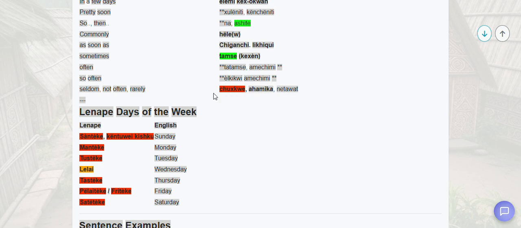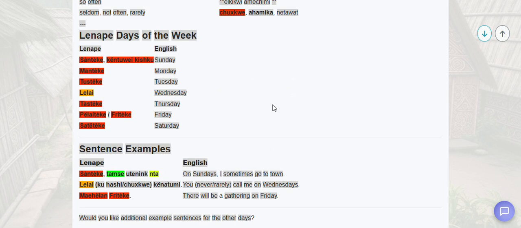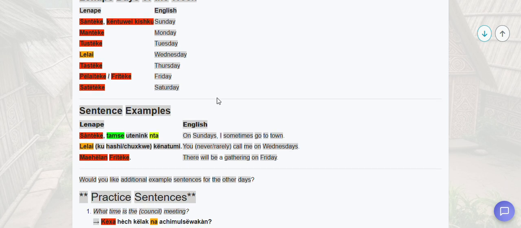And then we have 3 different words for seldom and rarely. Chukwe. So chukwe is the word that's being used today in the Talking Lenape dictionary for seldom or rarely. So just keep that in mind. Chukwe. I've never seen a hamika or natawat, but these are used a lot in Mission, Delaware. Again, I'm just trying to bring back whatever words we can use because why not? Otherwise, they're just going to be in the books, just sitting there, collecting dust.